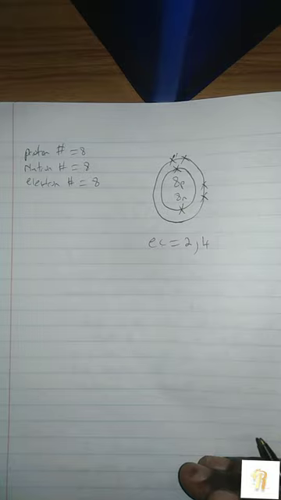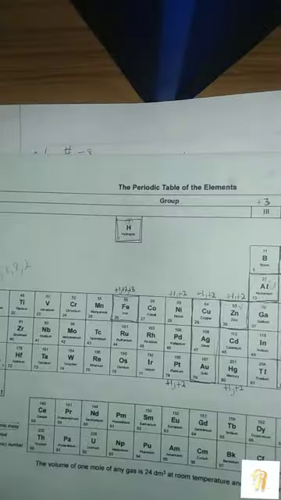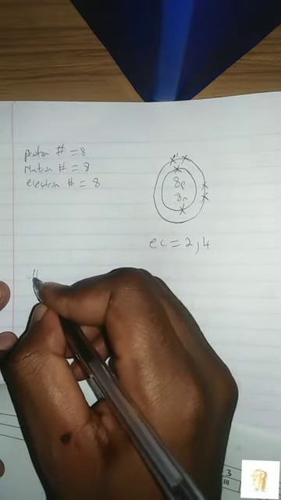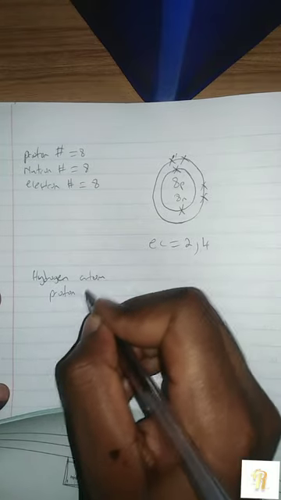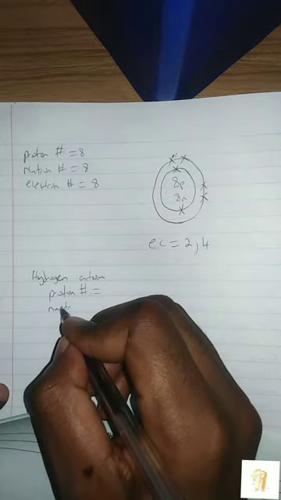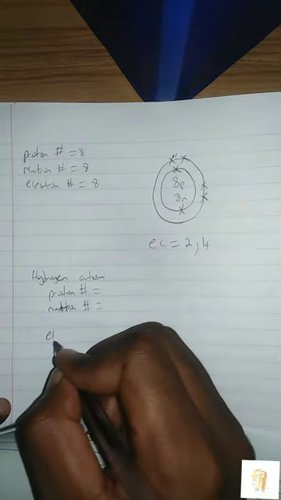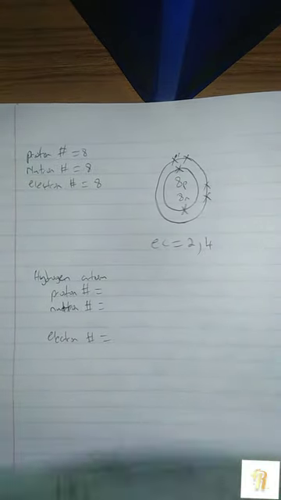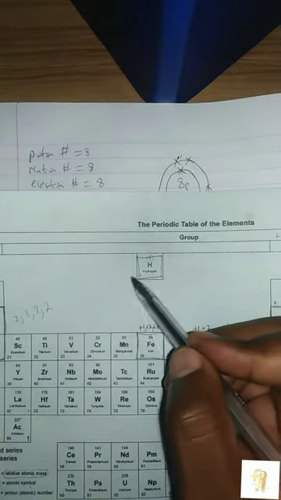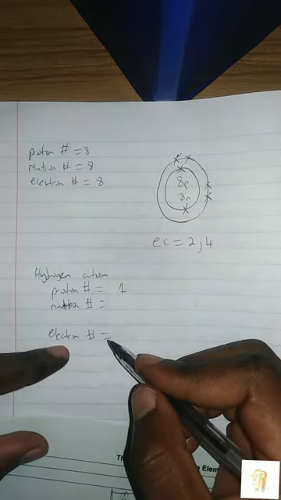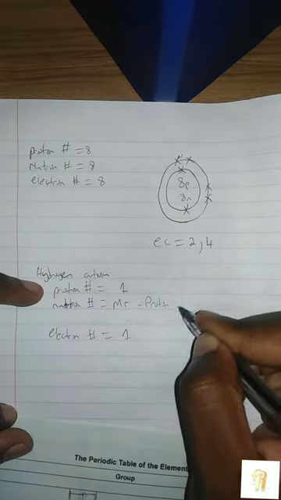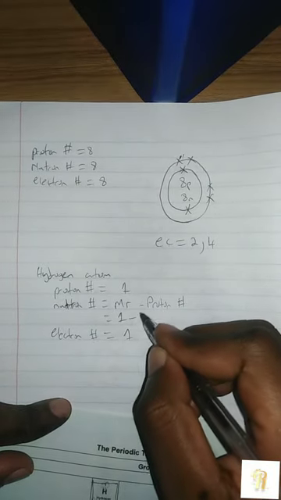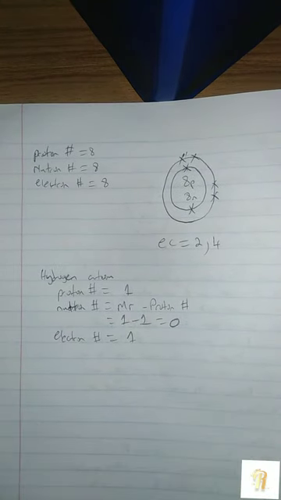Right, so let's do more examples. Let's take our periodic table. Let's take the hydrogen atom: proton number, neutron number, and electron number. Our proton number is 1. When we have our proton number, we already have our electron number, so let's not waste time: 1 and 1. Now let's calculate our neutron number. Neutron number is equal to relative atomic mass minus proton number. Our relative atomic mass is 1, and 1 minus our proton number 1, so our neutron number is equal to 0.